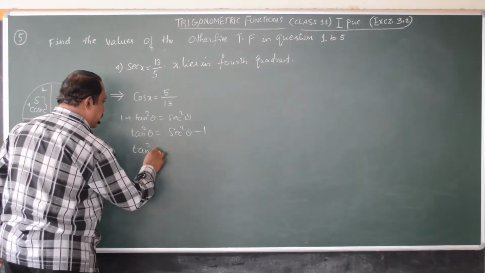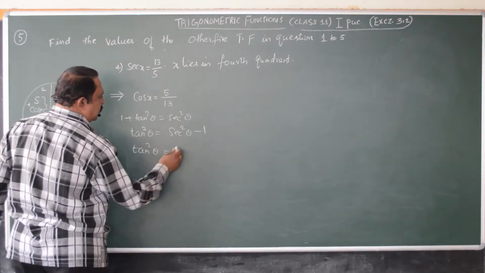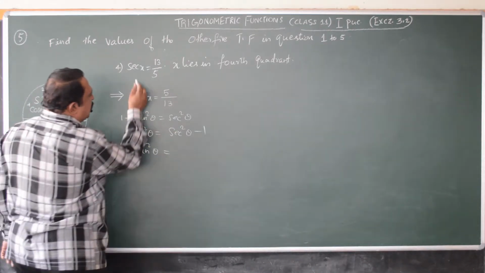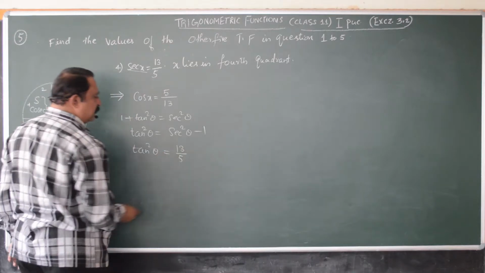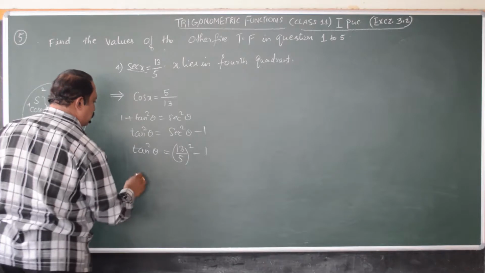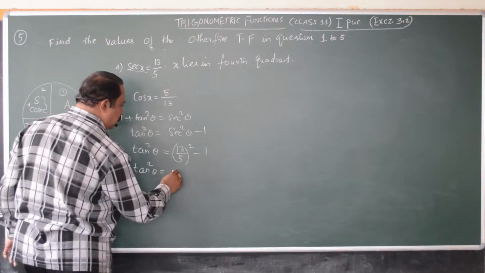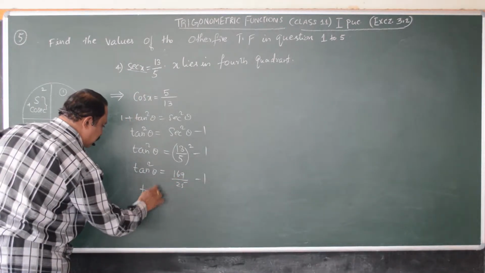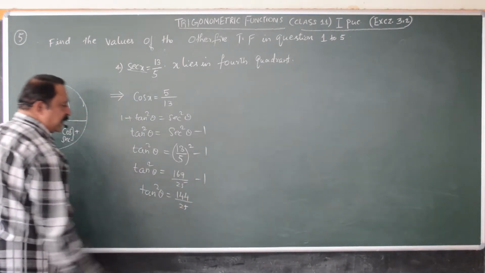Therefore, tan square theta is equal to secant square theta minus 1. What is the value of secant square theta? Secant, I can either call it secant theta or secant x, whatever it is. So here, secant theta or secant x is given as 13 by 5, so it is (13 by 5) square minus 1. Tan square theta equals 169 by 25 minus 1, or tan square theta equals 144 by 25, simplifying by taking LCM.